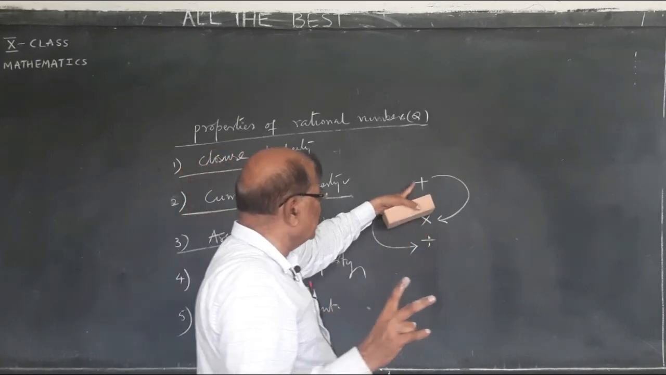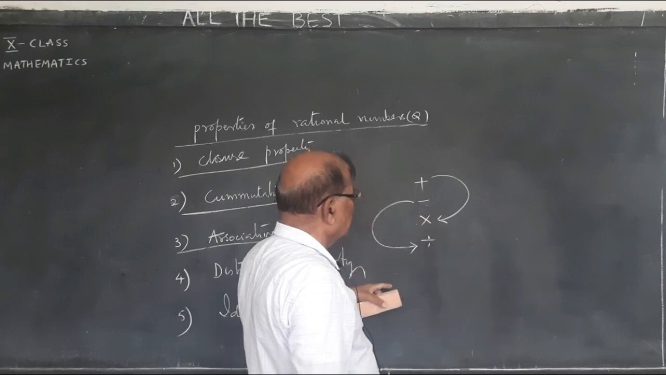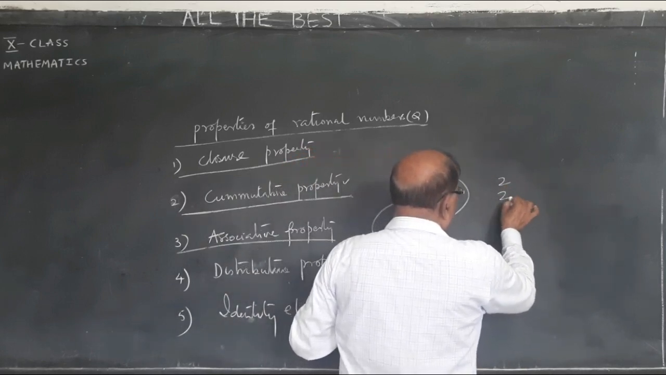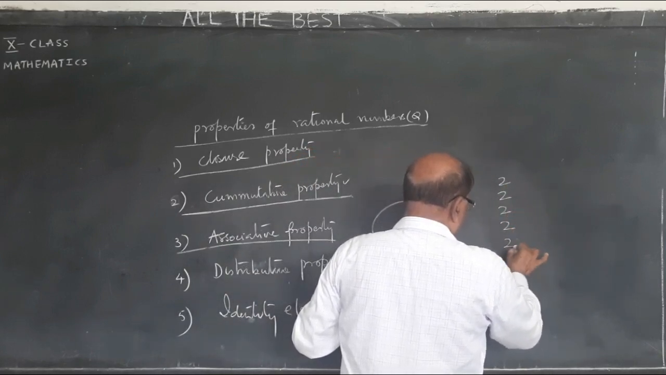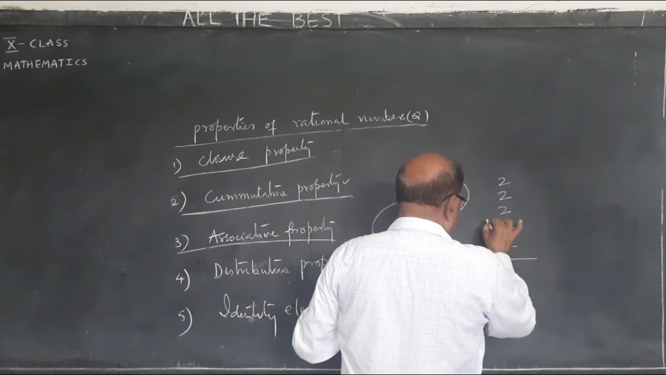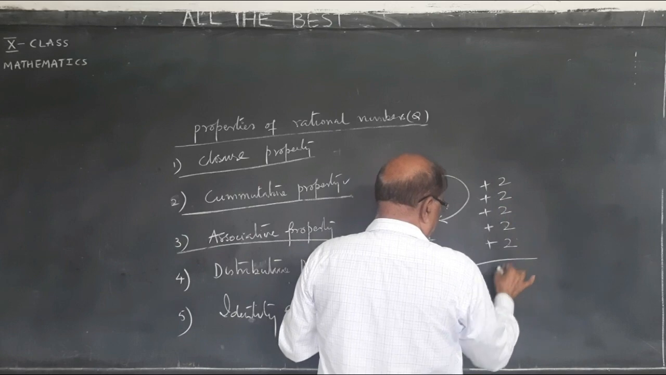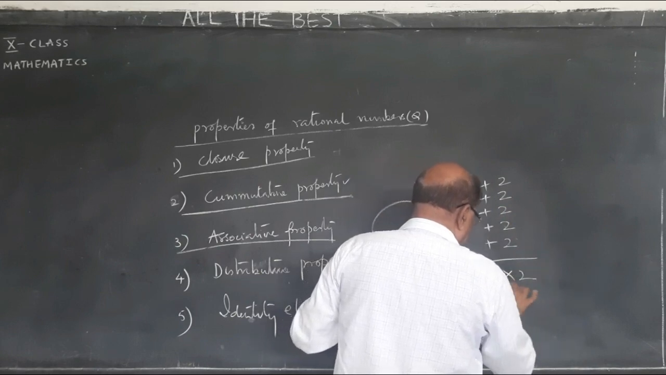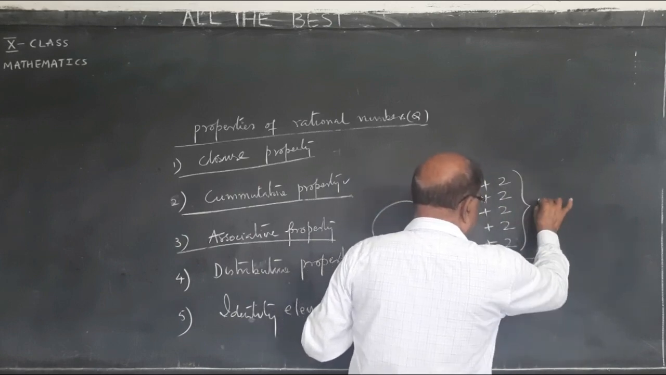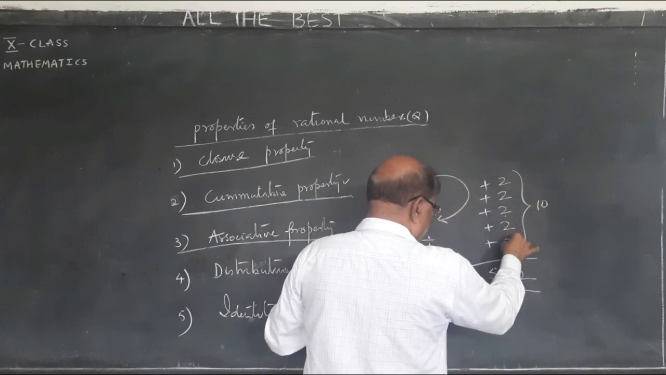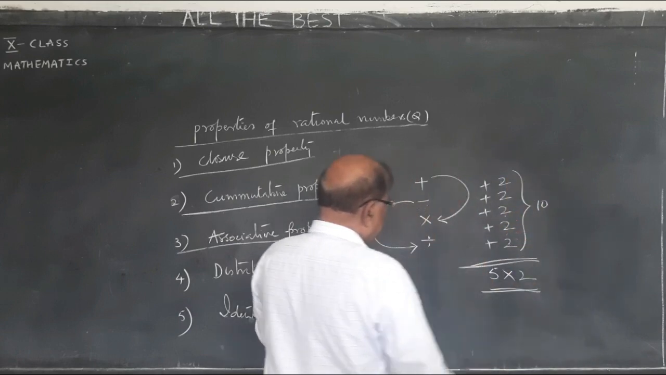So how can you say that repeated addition is multiplication? 2, 2, 2, 2, 2. 2 is repeated 1, 2, 3, 4, 5 times, so 5 into 2 is 10, the result is 10. So repeated addition is called multiplication.